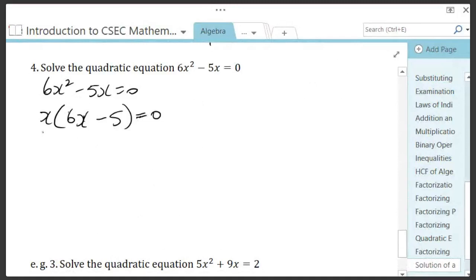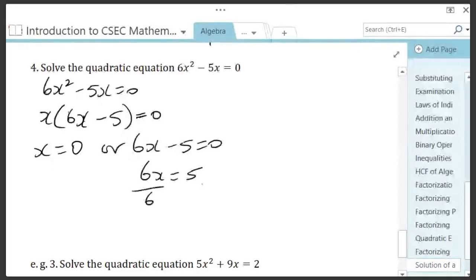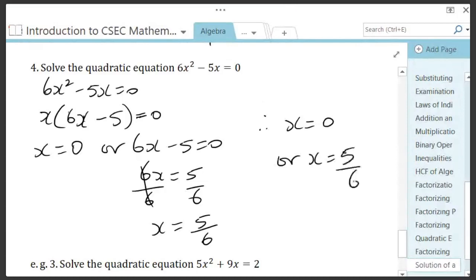So this here therefore will give roots of x is equal to 0 or 6x minus 5 is equal to 0. 6x is equal to 5, divided by 6, divided by 6. X here is equal to 5 over 6. So therefore the two solutions, x is equal to 0 or x is equal to 5 over 6.